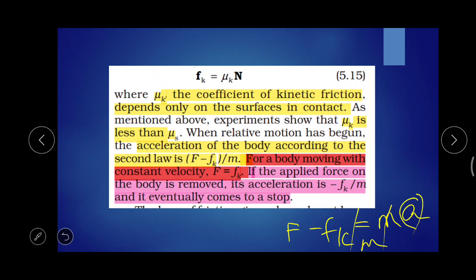If the applied force on the body is removed, its acceleration is minus Fk by m, and it eventually comes to a stop. When we remove the applied force, solely the frictional force will be in action, in the negative direction, opposite to the motion. So the acceleration is minus Fk divided by m, where the capital F is equal to 0.